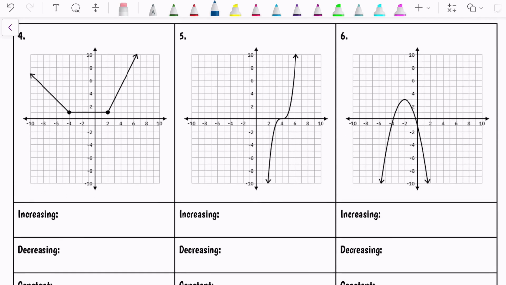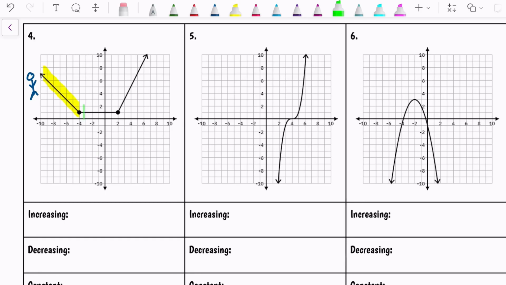Number 4, we've got 3 things happening here. If I'm my stick person, here I go. I hit this graph. I'm walking down. Then I'm walking on a nice flat constant area. And then I'm walking up.